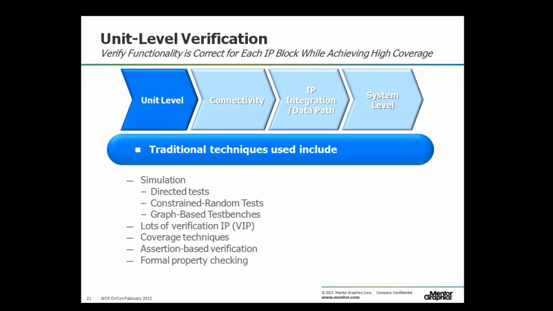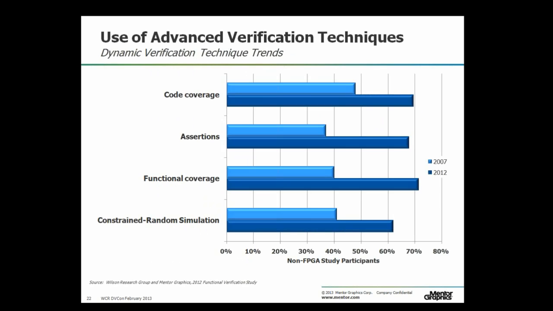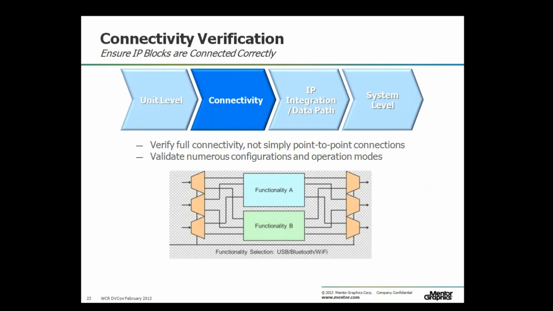So with unit level verification, some of the traditional test techniques used include directed tests, constrained random tests, graph-based techniques, which we'll talk about in a little bit, lots of verification IP, coverage techniques, assertions, formal when possible. And what we're actually seeing now is that, again, according to the survey, more and more of these technologies are actually being adopted. More code coverage over the past 5 years, more assertions, more functional coverage, and more test-bench automation.